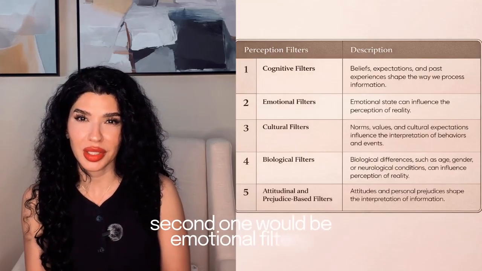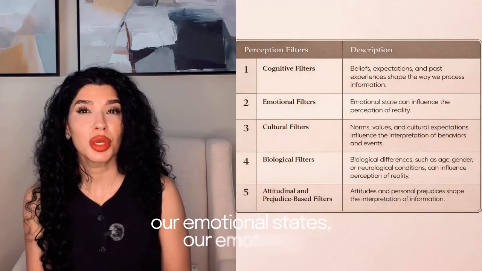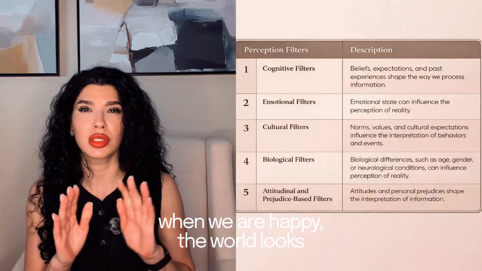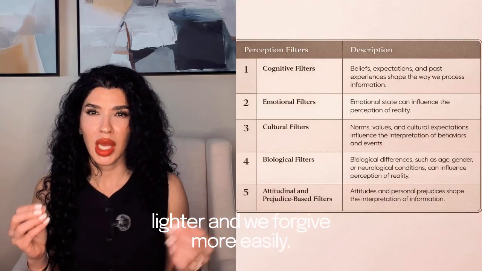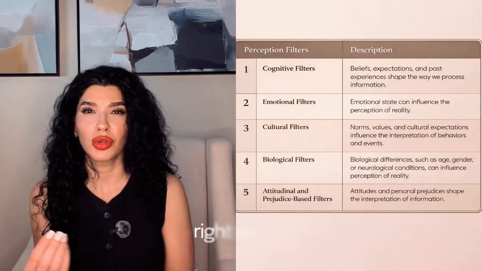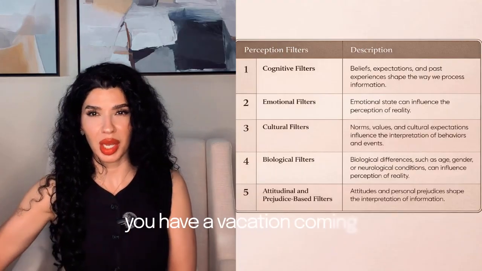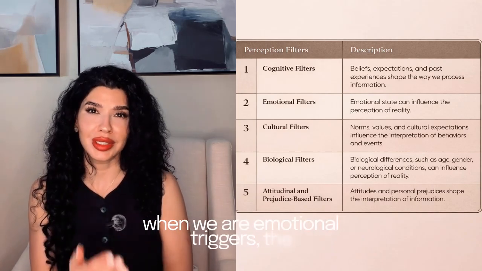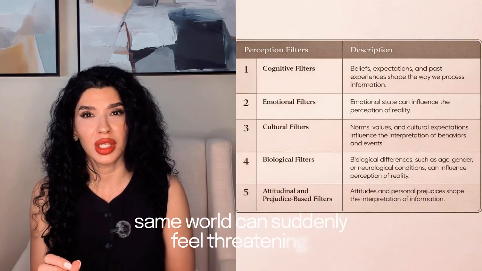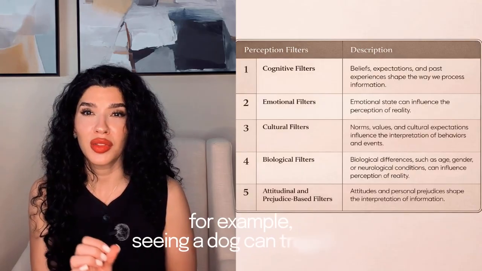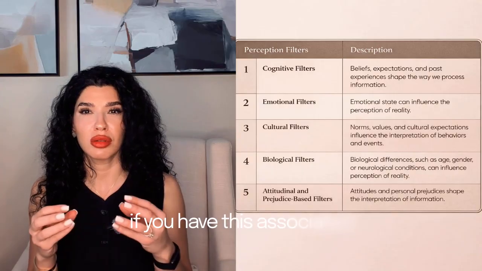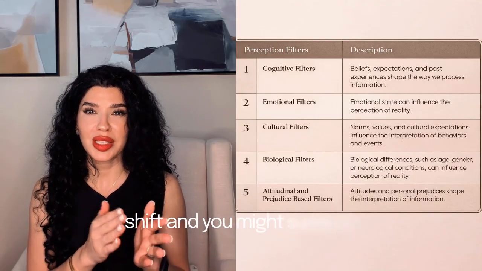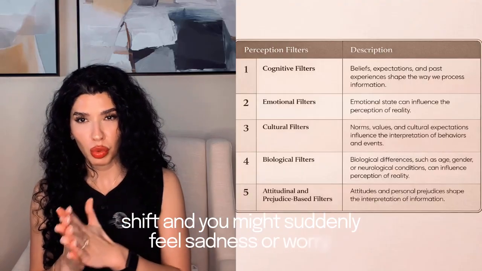The second one would be emotional filters. Our emotional state strongly influences perception. When we are happy, the world looks lighter and we forgive more easily. Think about how differently you react right before a vacation, right? You have a vacation coming in 2 weeks. You forgive everything. When we are emotionally triggered, the same word can suddenly feel threatening. For example, seeing a dog can trigger fear if you associate it with a bad memory. Because of that memory, your emotional state can shift and you might suddenly feel sadness or worry.